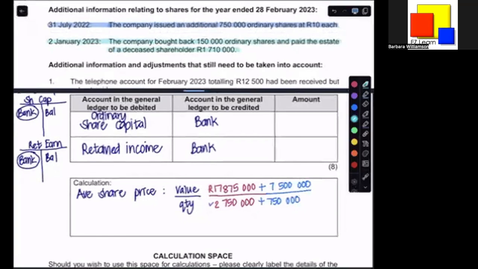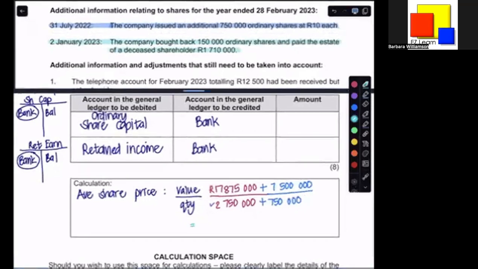1,710,000. So I can work out my average share price above by simply working out the 7.25 Rand as taking all the numbers on the top and dividing by the numbers below. I will then want to take that and multiply it by the 150,000 shares. And that will then give me an amount of 1,087,500 that would come out of the share capital.